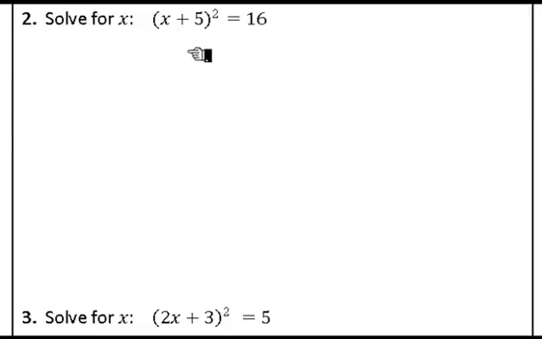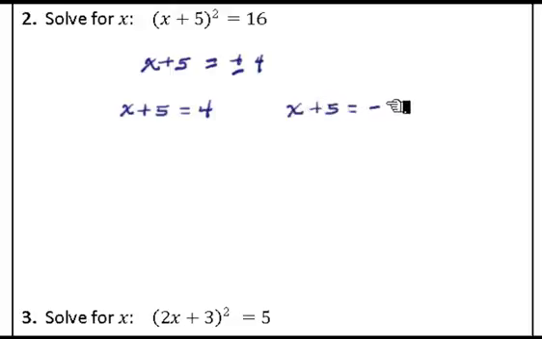In number 2, we have an equation of the form something squared equals a number. So we can solve this by square rooting both sides, or plus minus square root of both sides. When we take the square root of the left side, we just get x plus 5. And on the right side, we do the plus minus square root, so we get plus or minus 4. To solve for x, we write x plus 5 equals 4 as one equation, and the other, x plus 5 is equal to minus 4. And now just solve these.